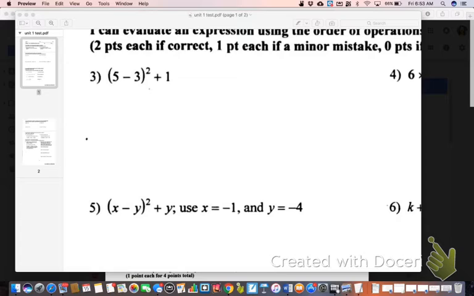For number 3, we've got an order of operations question. And I noticed on your test that several of you guys took this exponent and put it in the parentheses before you did what you were supposed to do. Please excuse my dear Aunt Sally, parentheses comes first. So you need to do what's in the parentheses first. So 5 minus 3 is 2. Then we're going to square the 2. So 2 squared is 4. 4 plus 1, of course, is 5.